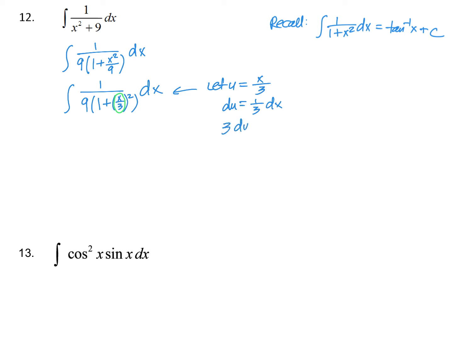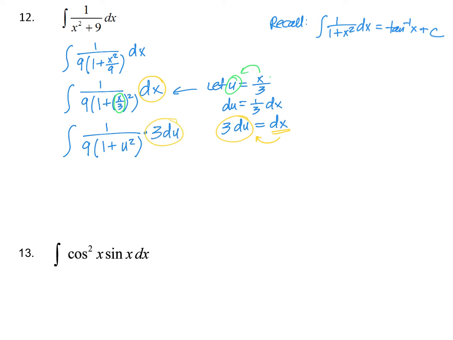All right, so du equals 1/3 dx. Multiply both sides by 3. 3 du equals dx. So this dx that I'm circling in yellow will now be replaced by 3 du. And the green that I circled will now be replaced with u. Okay, all right, so let's see how this goes. 1 over 9 times 1 plus u squared. And then dx is replaced, remember, by 3 du. Maybe I'll circle this in yellow as well.